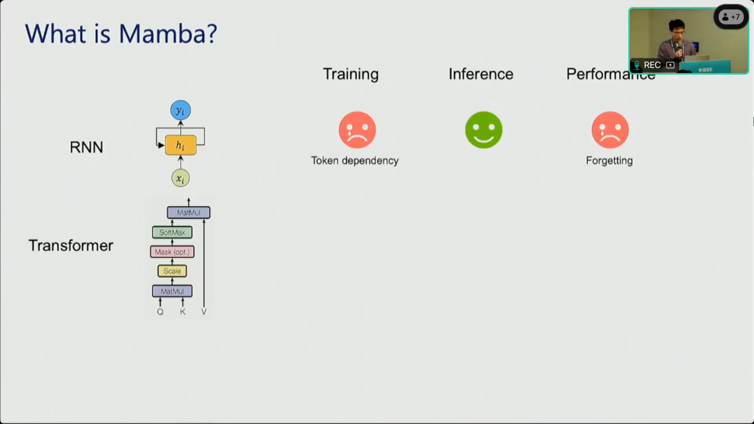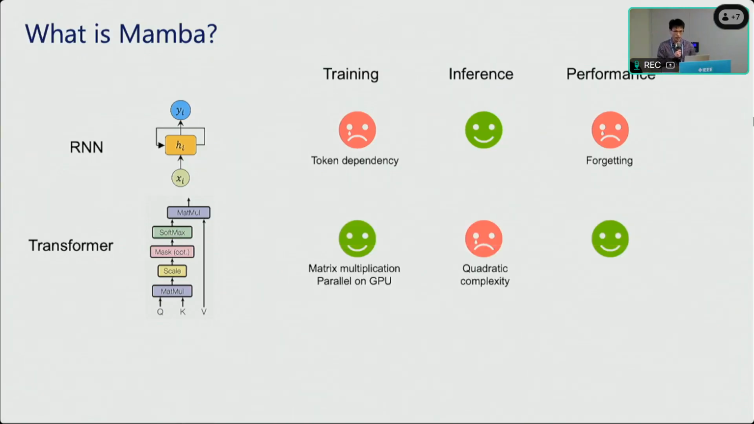For RNN, the training is slow because RNN processes tokens sequentially, and there are dependencies between those tokens. But the inference time for RNN is fast. But RNN also suffers from a significant forgetting issue. For transformer, the training is fast because the training is just a matrix multiplication, which can be massively parallelized on GPU. But the inference time is slow due to the quadratic computational complexity. The performance of transformer currently is still the best.